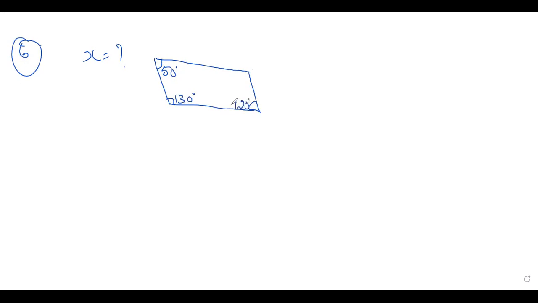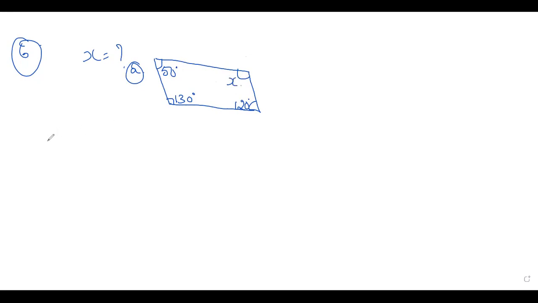You should not think of it as a parallelogram or anything, children, because only when they mention in the question that it is a parallelogram should you write parallelogram. Otherwise you should not write it. Now it is a quadrilateral, that's it. This is the first one, A, and you have to find the value of x here.